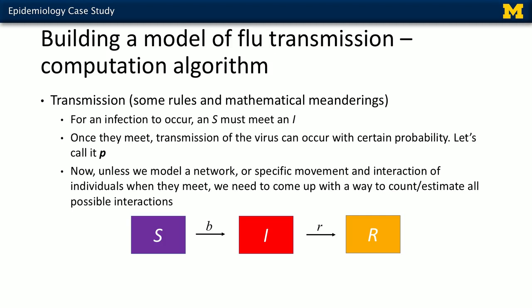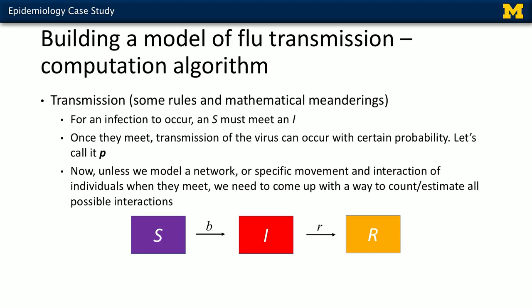Because then it's not only a function of how many people we have in S, right? It should also depend on how many people we have in the I compartment. If no one is infectious, then no one should go from S to I, right? There's no virus, there's no people who can transmit. So the number of people who go from S to I should be a function of both how many people I have in S and how many I have in I.